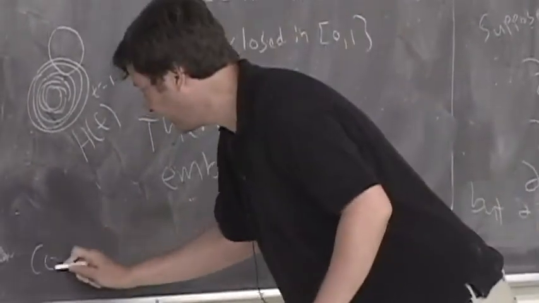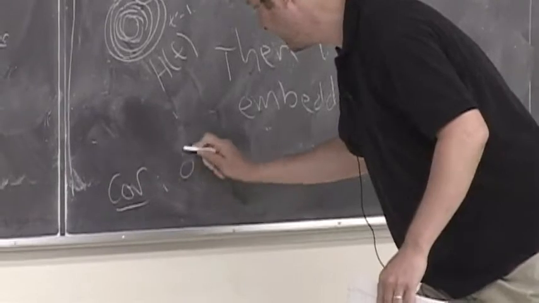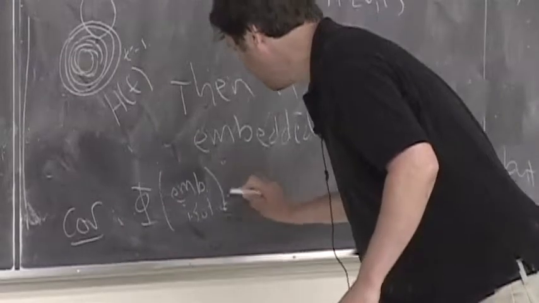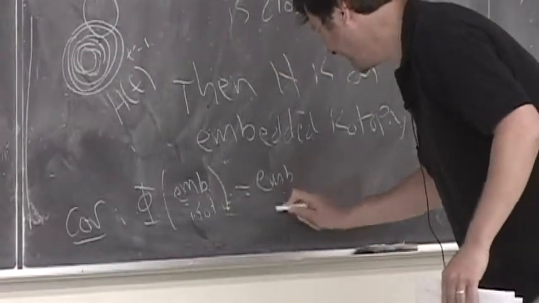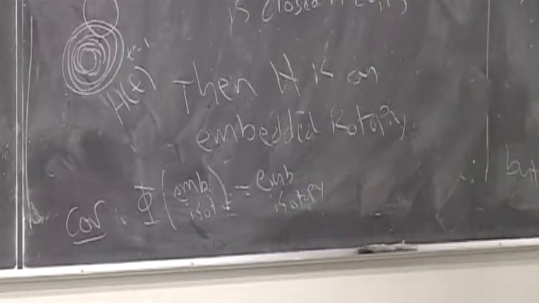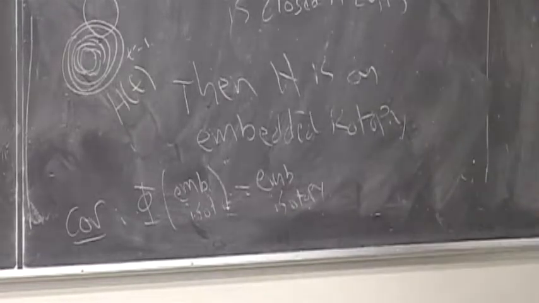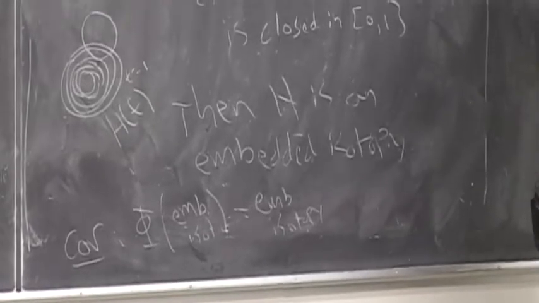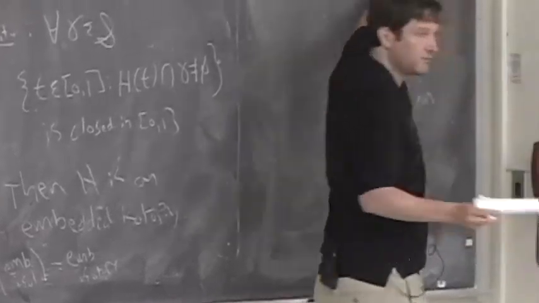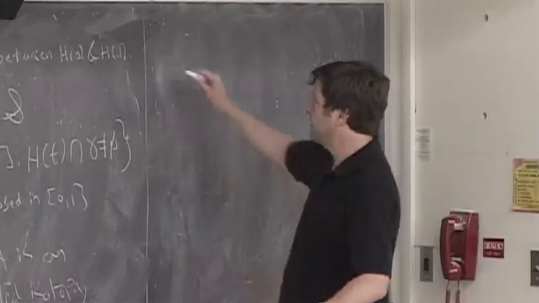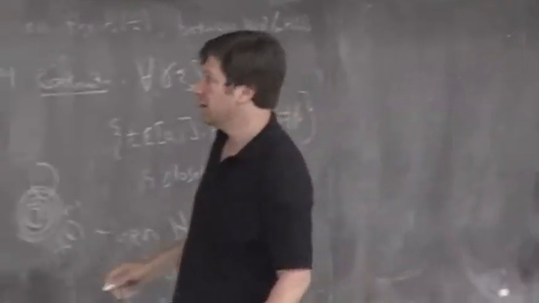And so the immediate corollary to this is phi of an embedded isotopy equals an embedded isotopy. Okay. I'm not going to prove this, but you just get in there. Like I said, this is sort of elemental. Once I give you this, you could get in there, and since there are topologists here, everybody could prove these statements by messing around. Okay, and so that was step three.